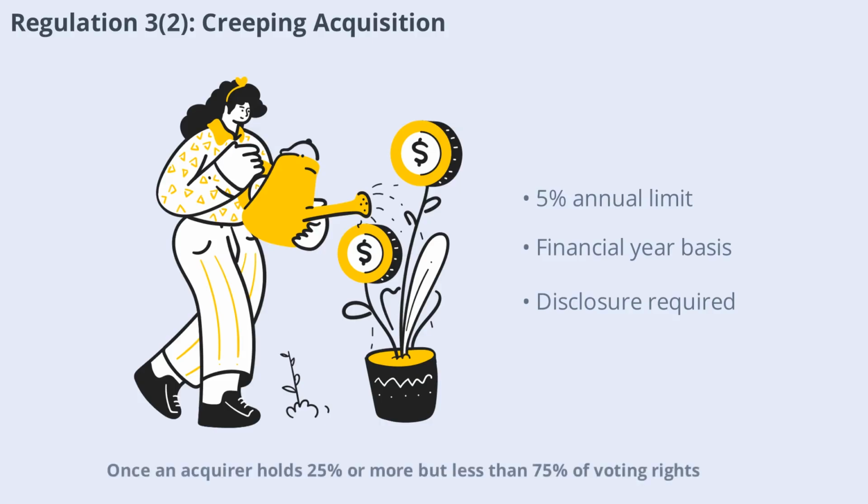Once an acquirer holds 25% or more but less than 75% of voting rights, Regulation 3.2 allows them to acquire up to an additional 5% in a single financial year without triggering a new open offer. If they exceed this 5% limit within the same year, a fresh open offer is required. This rule is calculated on a financial year basis, not a rolling 12-month period, a subtle but important distinction. Even acquisitions within the 5% limit must be disclosed under Regulation 29, ensuring ongoing transparency for the market.